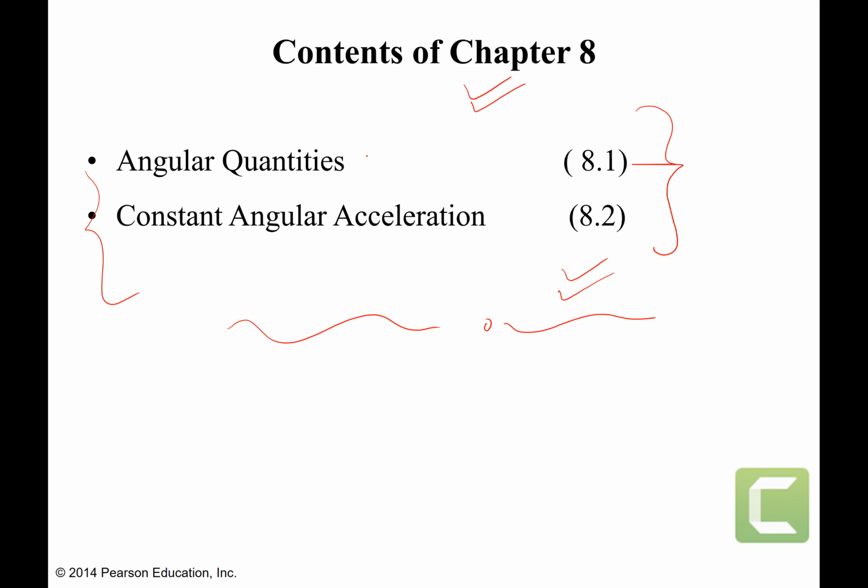We'll talk about angular quantities and constant angular acceleration, something which we did for the linear quantities like linear velocity and linear acceleration, and we also did constant acceleration in chapters 2 and 3. So we will look at this chapter now. The quantities that we use here are all about angular or rotational motion.